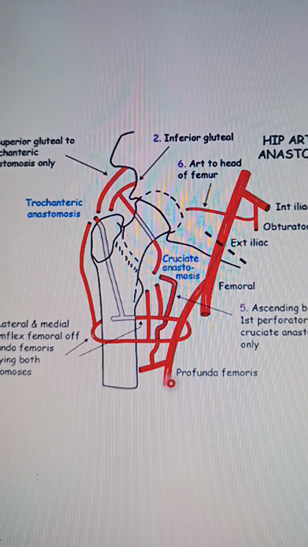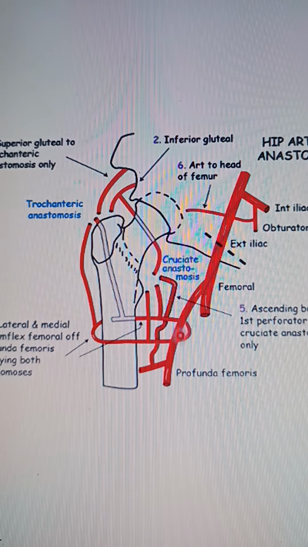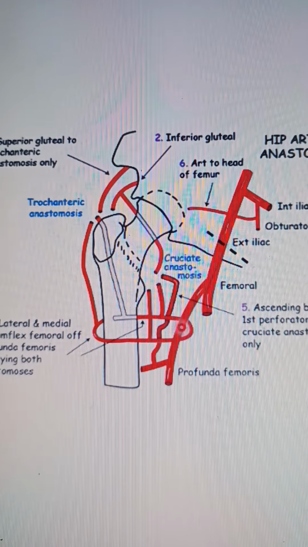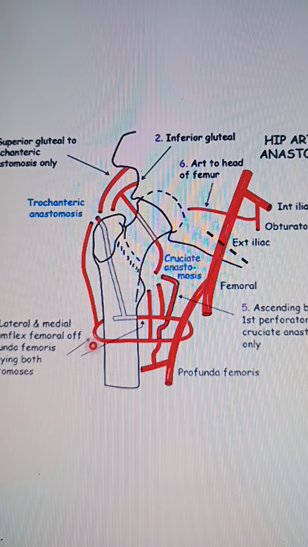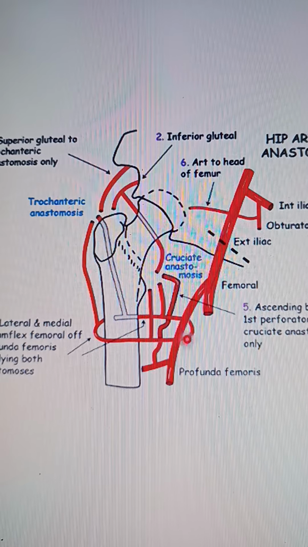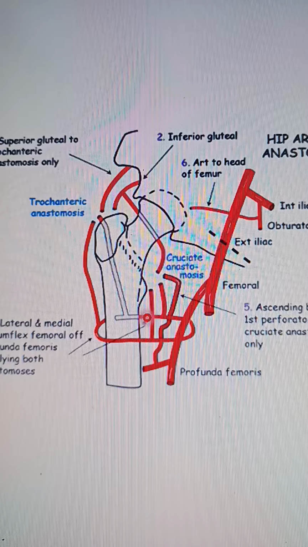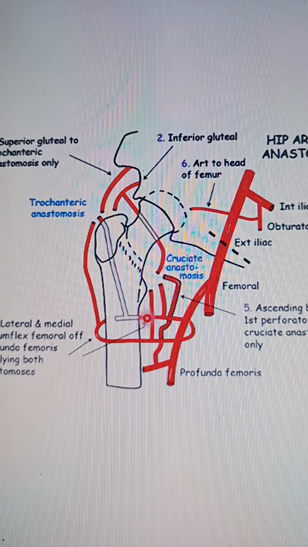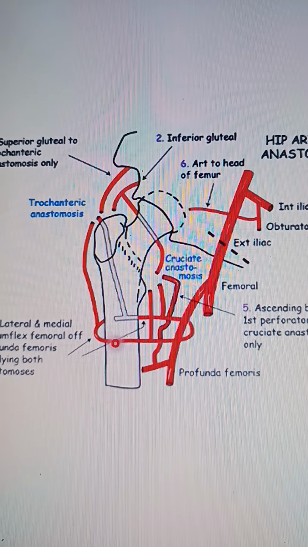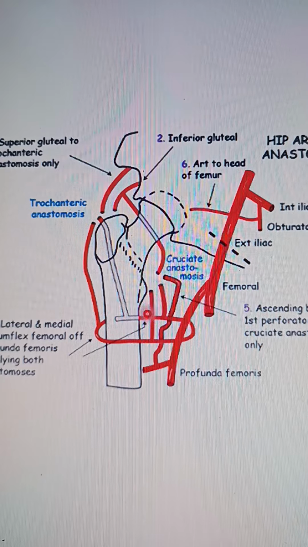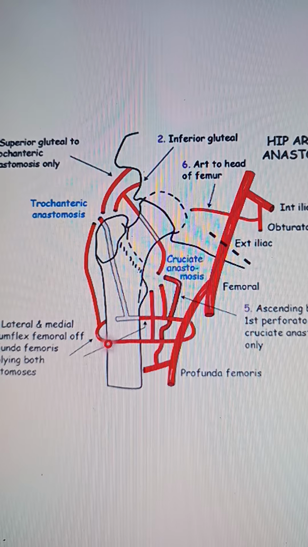All right. Now, from the profunda femoris artery, you have to understand a circumflex artery which embraces the proximal femur, namely the medial and lateral circumflex artery comes up. Here, medial is larger and lateral is smaller. Medial is seen posterior. Okay.